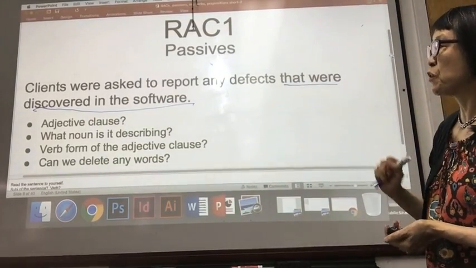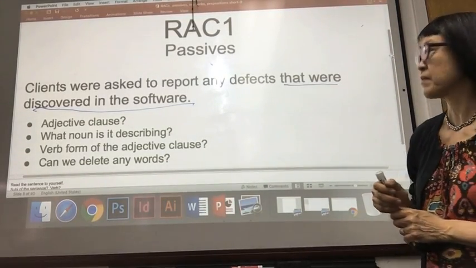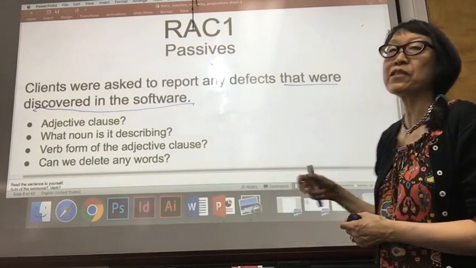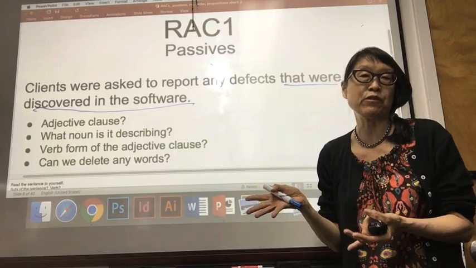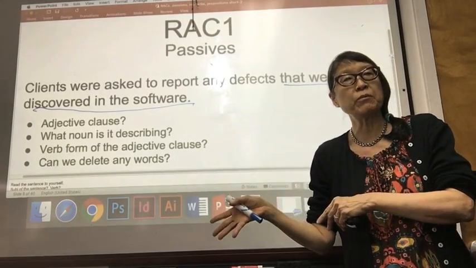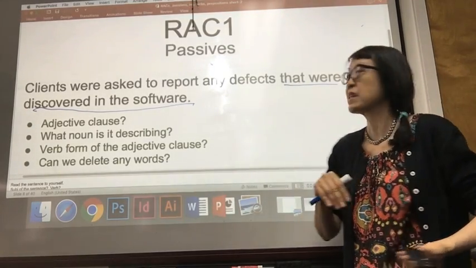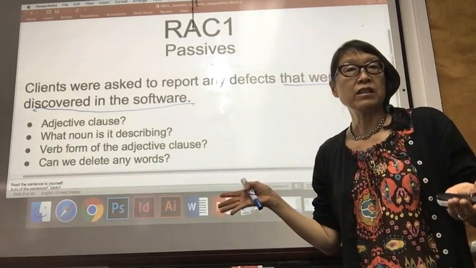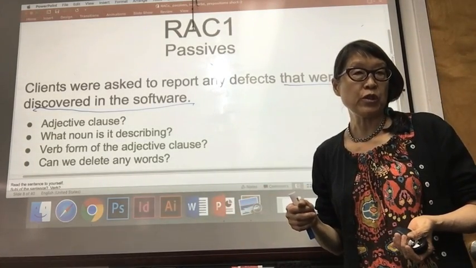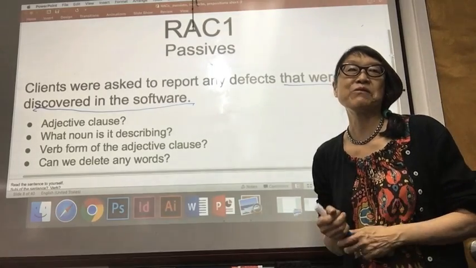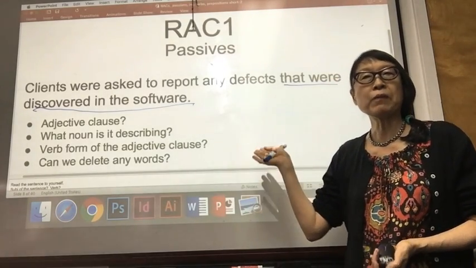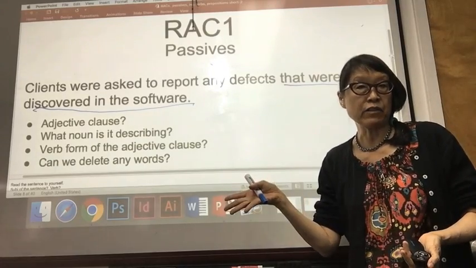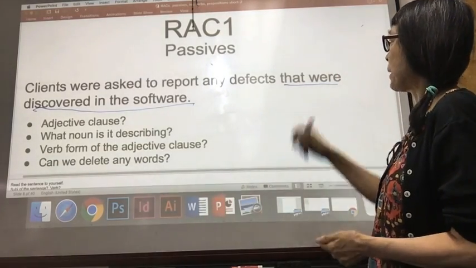And what's the verb form? Passive. Okay, past passive, right? But we can just say passive for now, because it would work with present passive or past passive. And do you know that there are 16 different passive verb forms? Did you know that? 16. So just keep in mind that we can make adjective clauses with any of those passive verb forms, okay? In this case, past passive.